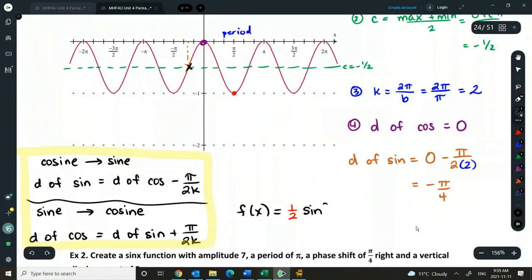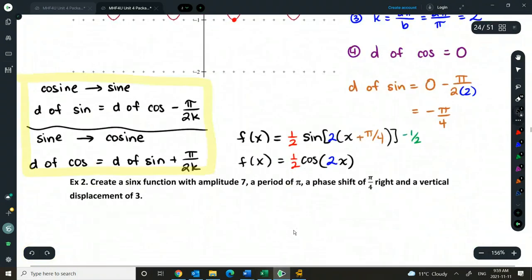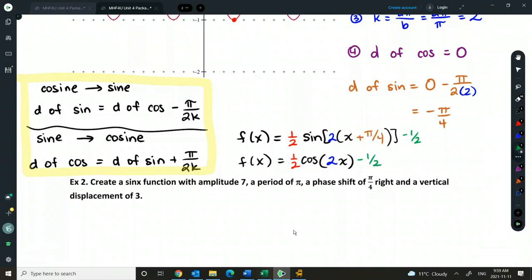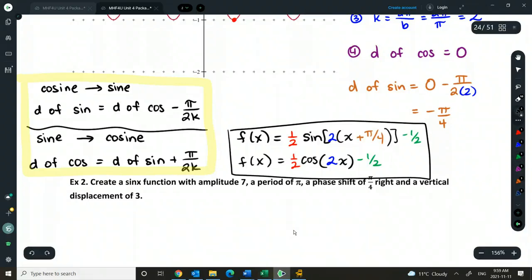Okay, so plugging these into our equations here. When I have pi over 4 to the left, I'm going to put plus pi over 4 in here. So that's the first one, and then we'll do the cosine one. Everything is the same except for phase shift, so the d value. And this one happens to be 0, so we're just going to write this as 2 times x. You don't need those square brackets or anything like that. You can just keep it as 2 times x, because we're not going to put minus 0 or plus 0 or anything like that. That doesn't make sense. So those are our equations.